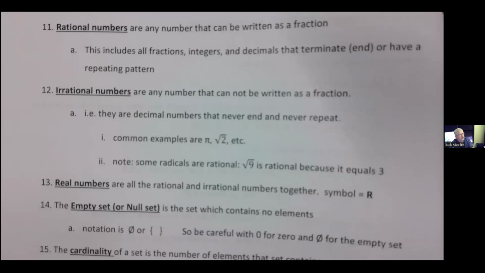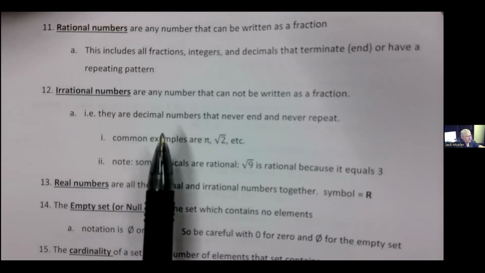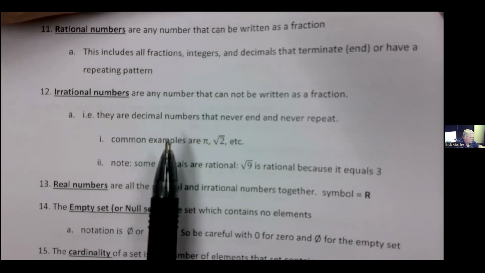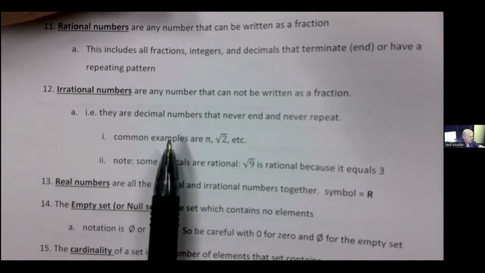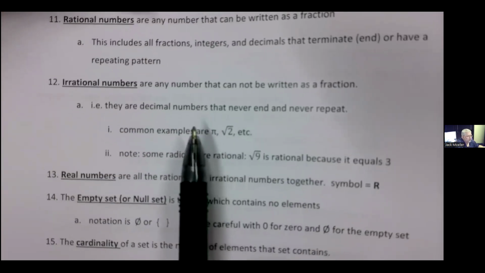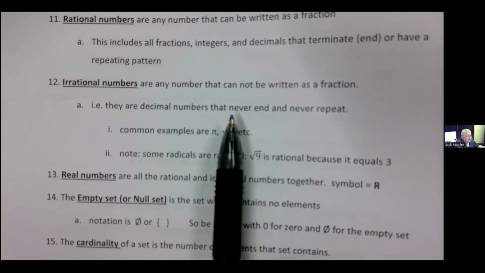Irrational numbers are any number that cannot be written as a fraction, which basically, if you go on a number line, any two rational numbers will have an irrational number in between them and vice versa. There are actually more irrational numbers than rational numbers. When you go into that, you'll have to take a number theory class. But these are basically decimal numbers that never end and never repeat.